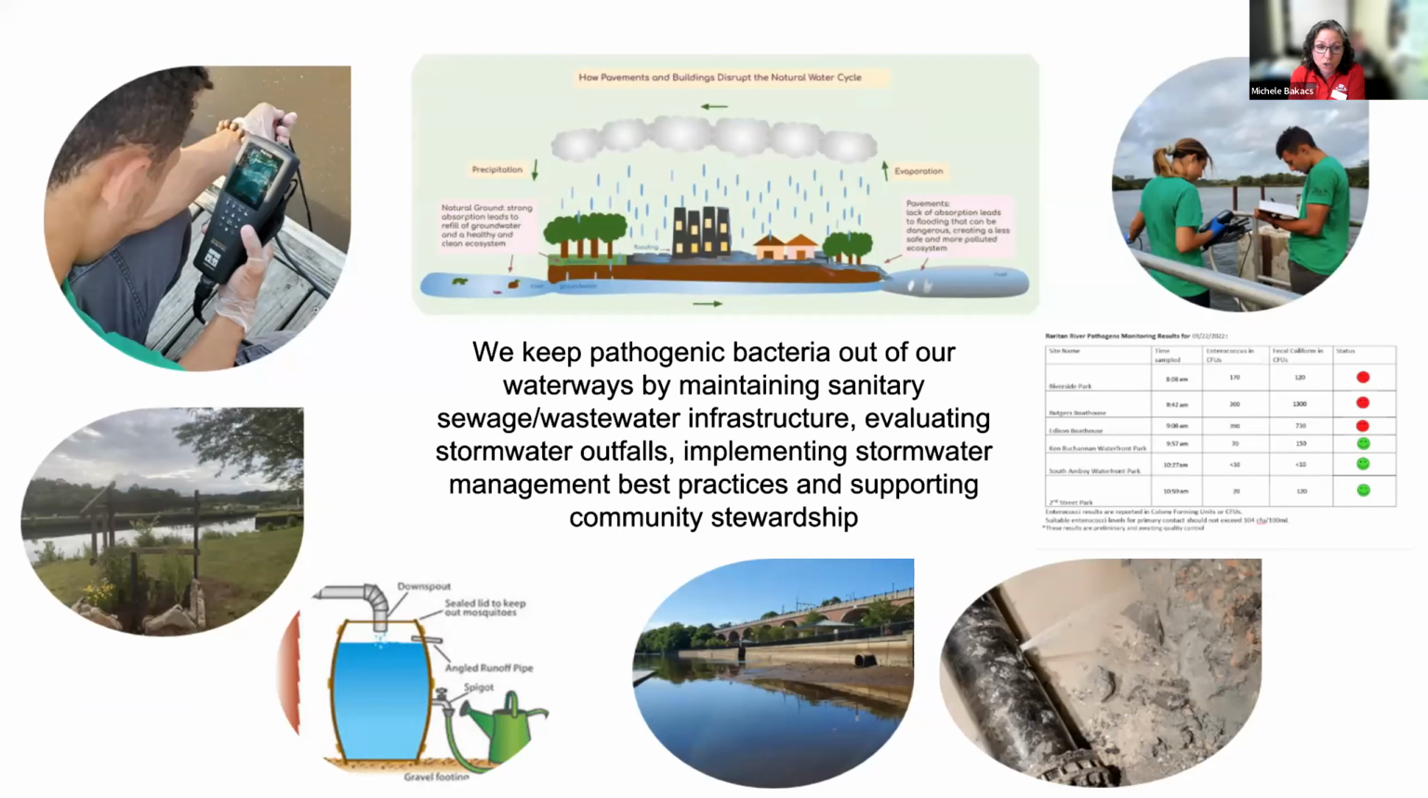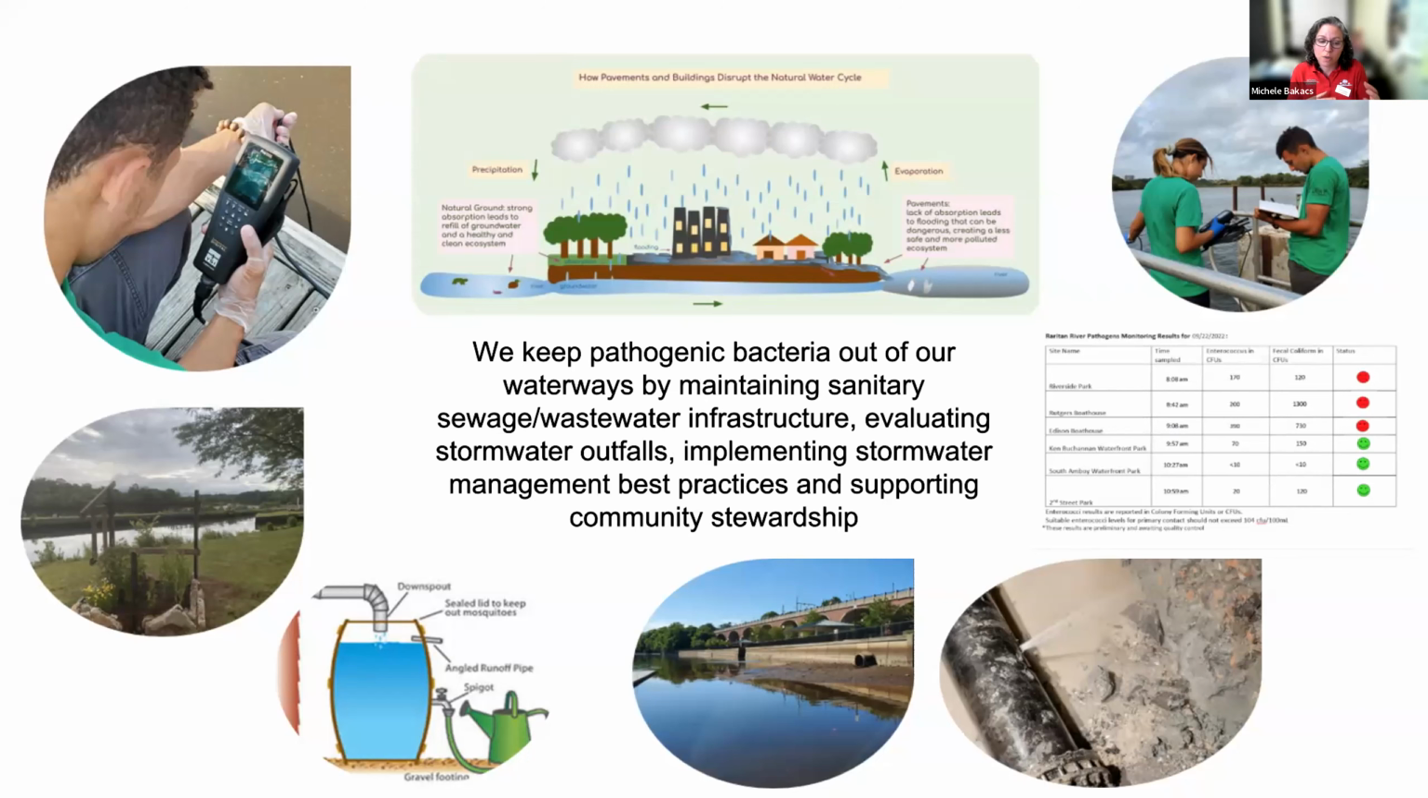Another is going through and evaluating stormwater outfalls that discharge directly to our local waterways. Most people do not realize that. Most people see those storm basins on the street and think that it goes to a treatment facility. They do not realize that it goes directly to our local rivers and streams. Another is implementing stormwater best management practices. Maybe you've heard of the term green infrastructure. Hopefully you have.